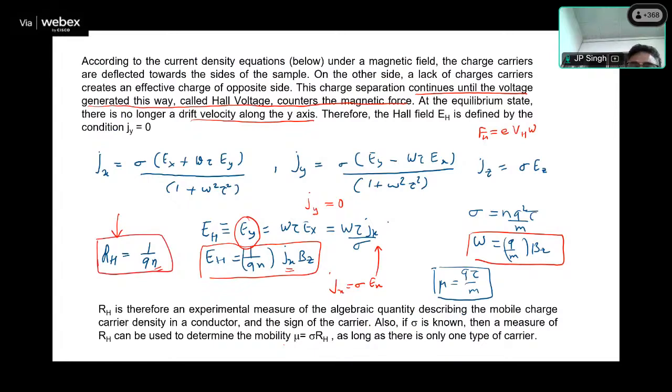Now you see the mobility, which we have defined here. Mobility is q tau by m, as we have already learned. So you can also write it in this way, because sigma is nq squared tau by m.